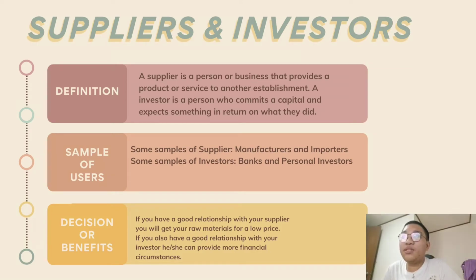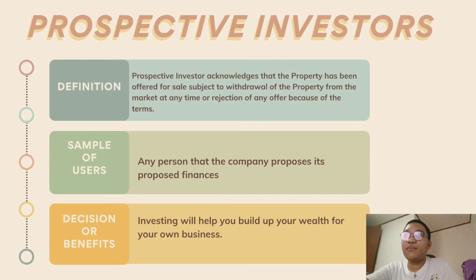An investor is a person who commits capital and expects something in return for what they give. Examples of investors are banks and personal investors. One good benefit of having an investor, in the example of a personal investor, if that investor is your friend, you will have an easy transaction and less worry about being scammed. Next, prospective investors.